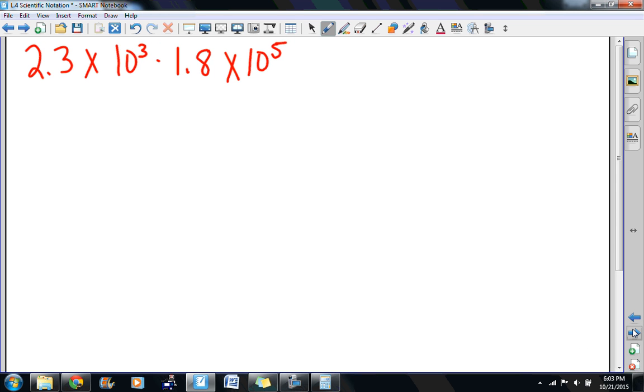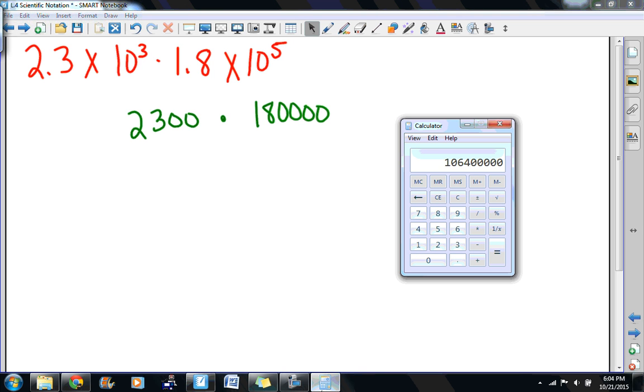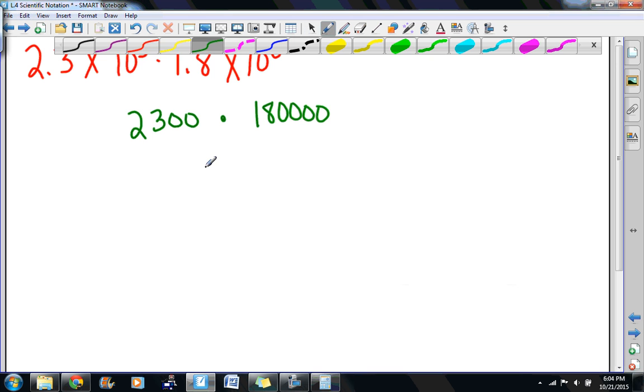Why don't you try this one on your own, and as long as you have said the phrase, you can use a calculator. I end up getting 2,300 and 180,000. We multiply them together. Get that crazy number, so I go 4.14 times 10 to the 1, 2, 3, 4, 5, 6, 7, 8 again.